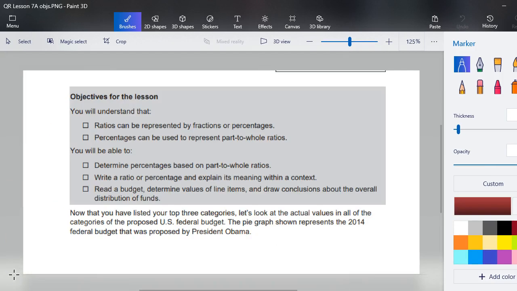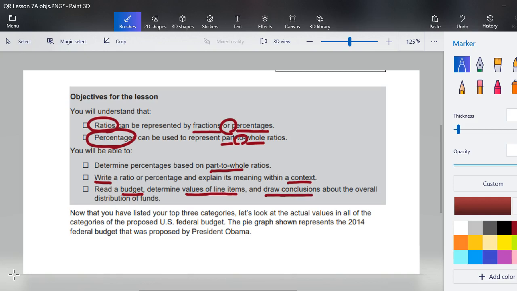In this lesson, you will understand that ratios can be represented by fractions or percentages. Percentages can be used to represent part to whole ratios. We will be able to determine percentages based on part to whole ratios. We can write them. We'll be able to explain them within context. We're going to be able to read a budget, determine the values of line items, and draw conclusions about overall distribution of funds.